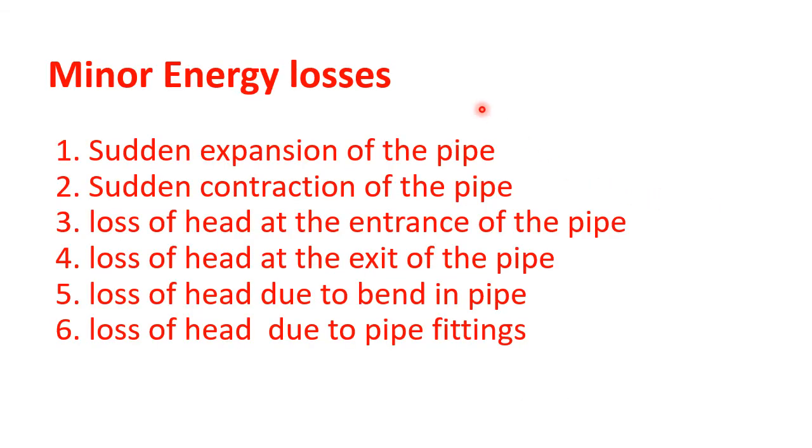So in the previous class we studied the minor energy loss, that is the first one, sudden expansion of the pipe. In today's class we will study all the remaining minor energy losses, that is sudden contraction of the pipe, loss of head at the entrance of the pipe, loss of head at the exit of the pipe. Next one is loss of head due to bend in the pipe. Last one, loss of head due to various pipe fittings.